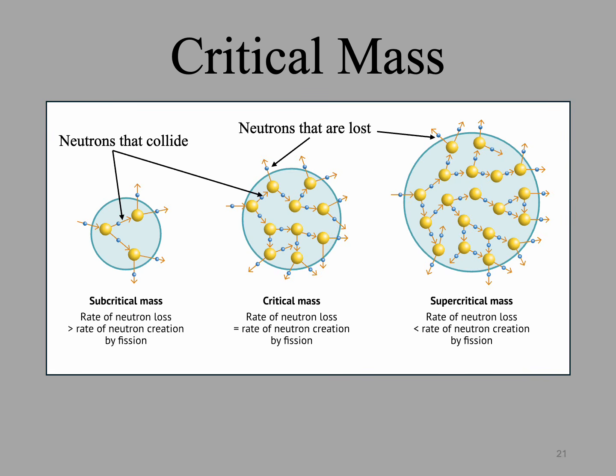The critical mass is the smallest amount of a fissionable isotope or fissile material needed for a sustained nuclear chain reaction. During fission, some neutrons collide with another uranium nucleus, initiating another fission as part of a chain reaction. Other neutrons are lost and do not participate in further fission reactions.